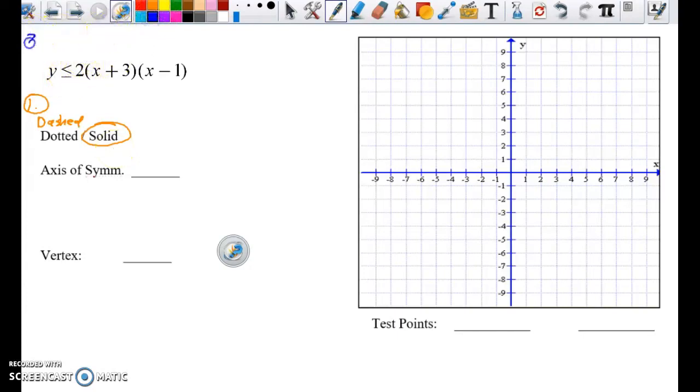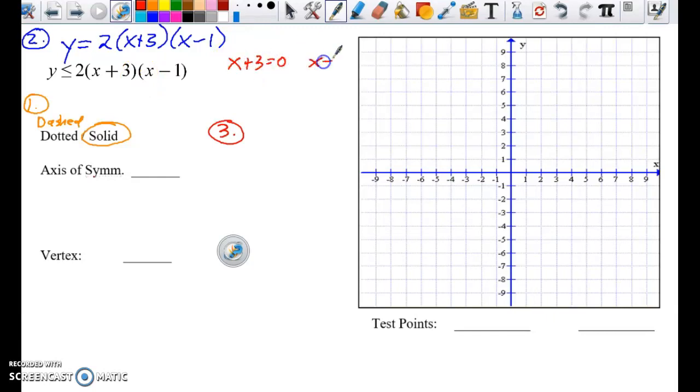Step 2 is going to write this inequality as an equation. y equals 2 times (x plus 3)(x minus 1). Step 3 is to graph this. Because it is in intercept form, the first thing I want to do is find the x-intercepts. So I'm going to set those two factors equal to 0 and solve for x.